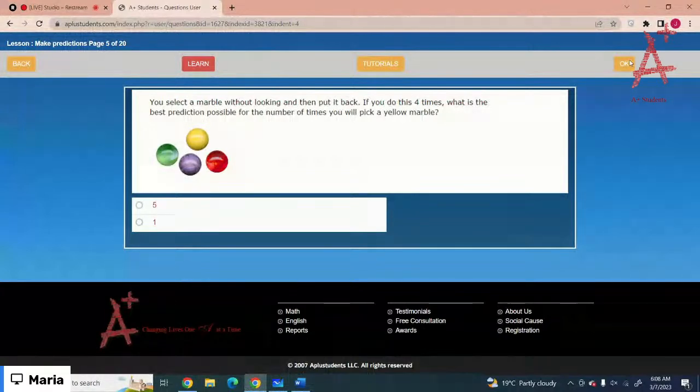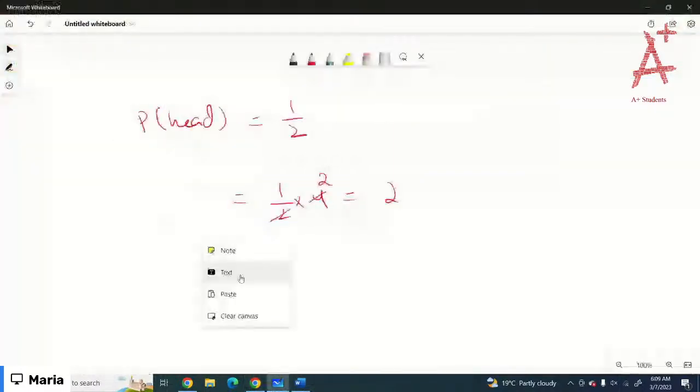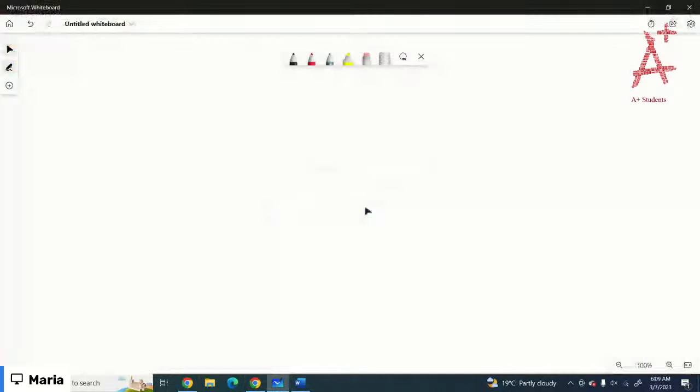You select a marble without looking and then put it back. If you do this 4 times, what is the best prediction possible for the number of times you will pick a yellow marble? So, what is the probability of getting a marble? What is the probability of yellow? No, not flipped 4 times. What is the probability of yellow if you picked a marble for the first time?